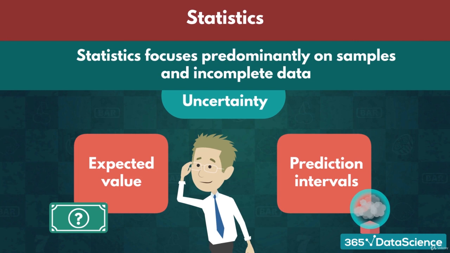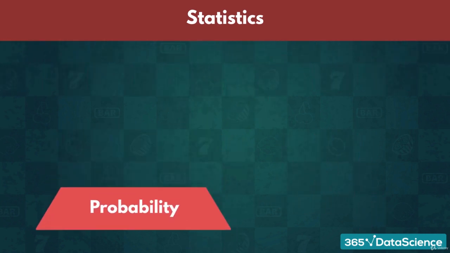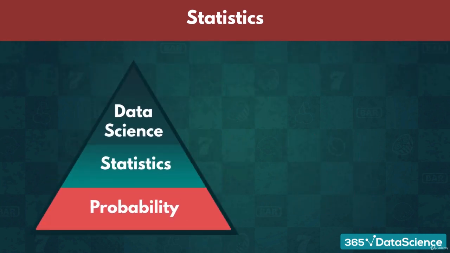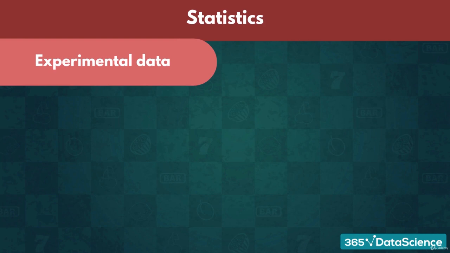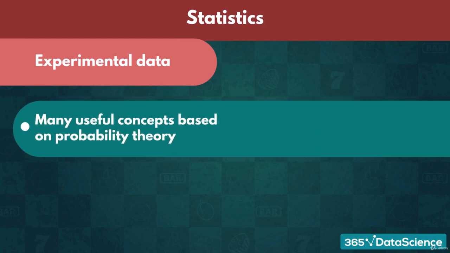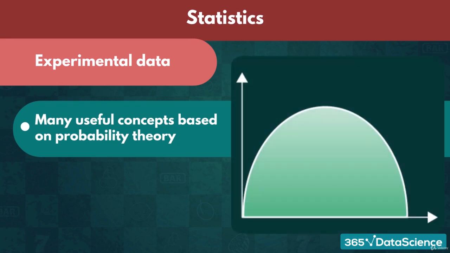Fascinating. In a way, probability lays the groundwork for statistics because it defines terms like mean, variance, or expected value. Statistics tries to analyze numeric and categorical data and see how well it resembles any of the probability distributions we already learned about. Furthermore, since we are mostly dealing with experimental data, statistics introduces many useful concepts based on probability theory. One which we will shortly explore is that of confidence intervals.